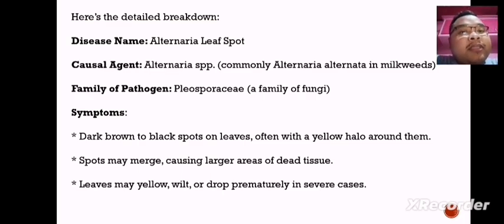So for the symptoms, we have the dark brown to black spots on leaves, often with a yellow halo around them. Spots may merge, causing larger areas of dead tissue. Leaves may yellow, wilt, or drop prematurely in severe cases.